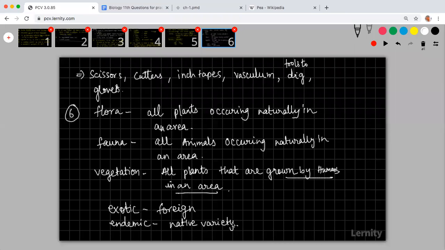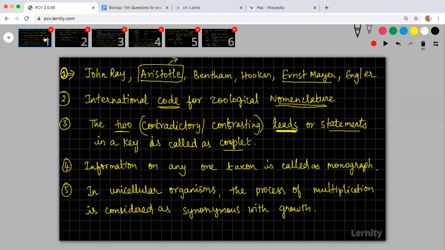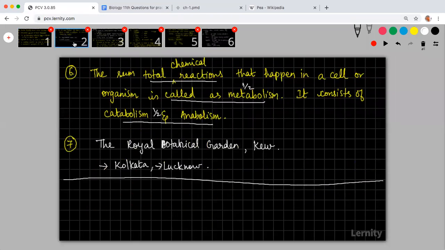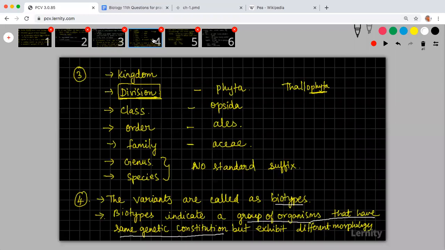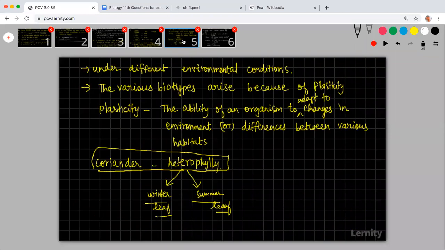Okay, fine. Then now I'll show you all the slides. Slide 1, slide 2, slide 3, slide 4, slide 5, slide 6.